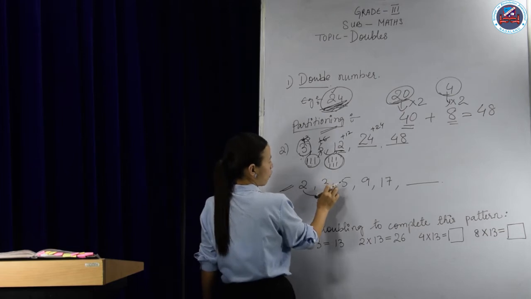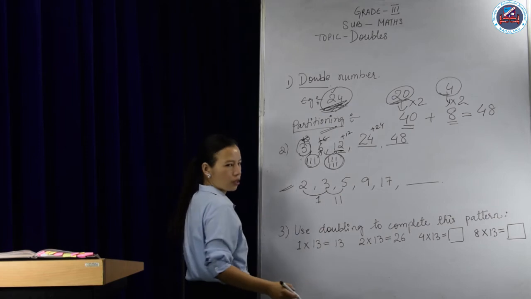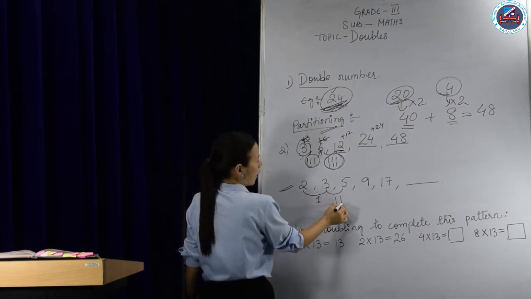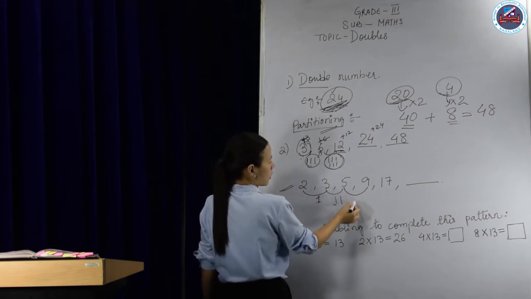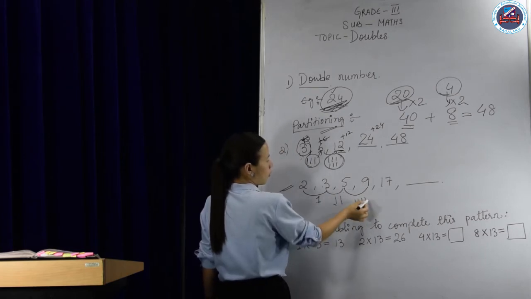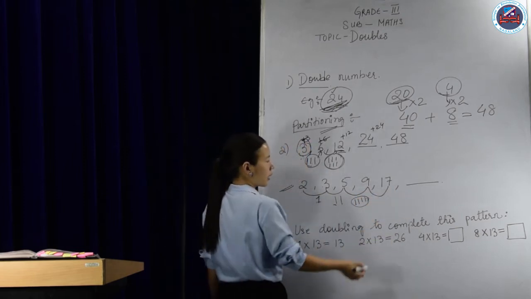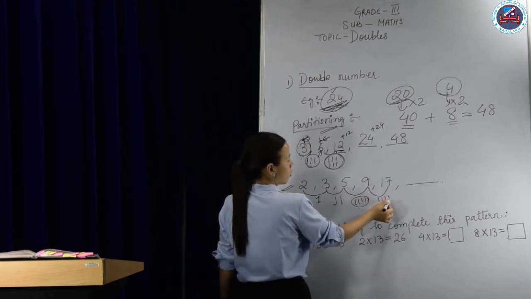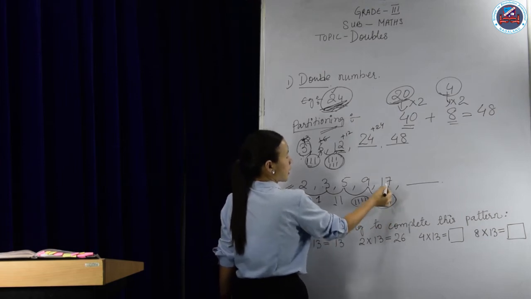And what about from 3 to 5? That is 3, 4 and 5. That means 2 counts. And 5 to 9 is how many counts? 5, 6, 7, 8, 9. That means 4 counts. And then from 9 to 17 is how many counts? 10, 11, 12, 13, 14, 15, 16, 17. That means it has 8 counts.